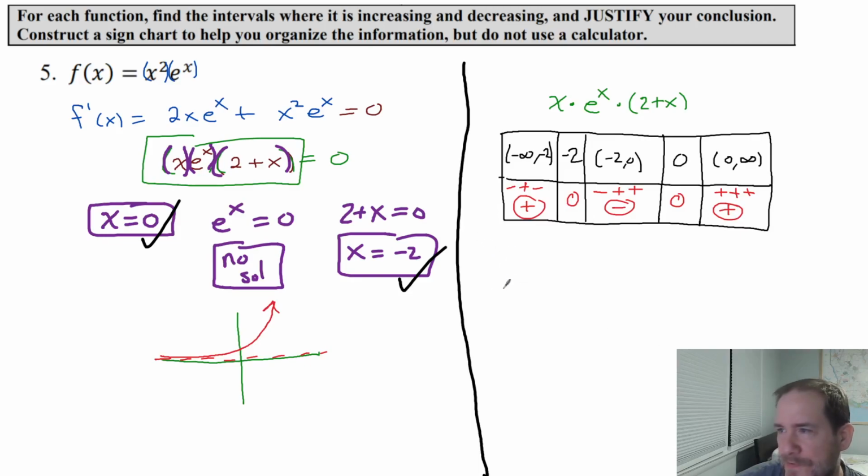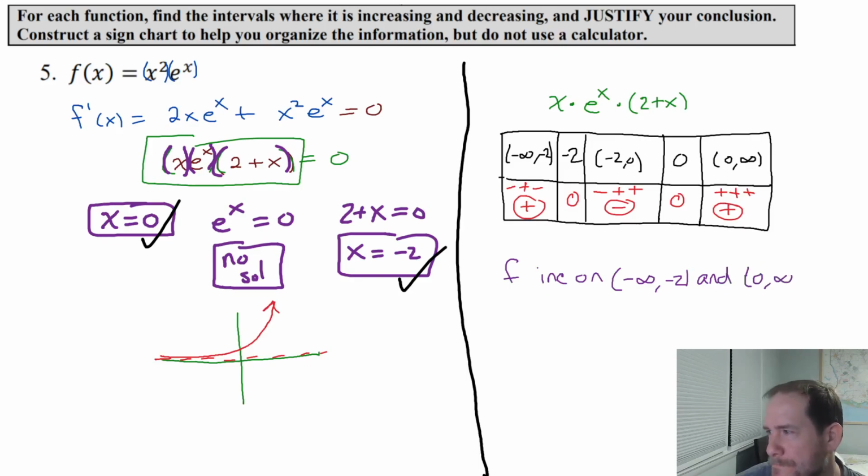And again, we'll say that f increases on negative infinity to negative 2 and 0 to infinity, because f prime is positive there. And f decreases on only this middle interval, the one that goes from -2 to 0.